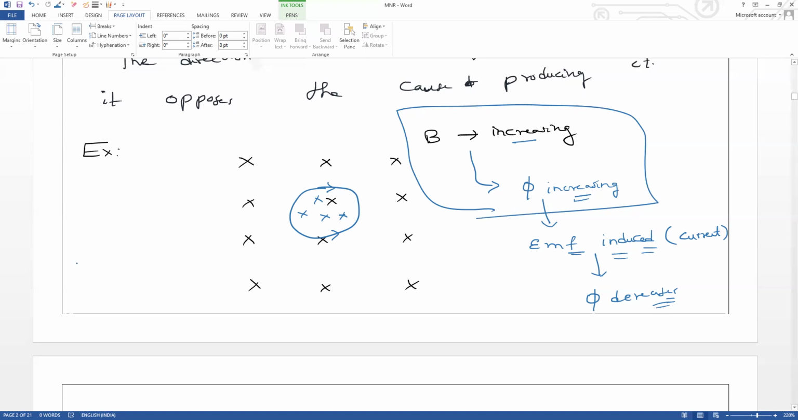Yesterday we studied the formula. What is the formula, brothers? E equals B into pi into 2R, 2R into dr by dt. Do you remember? Yes or no? Numerical solving. Check it, everybody. Magnetic flux, everything.